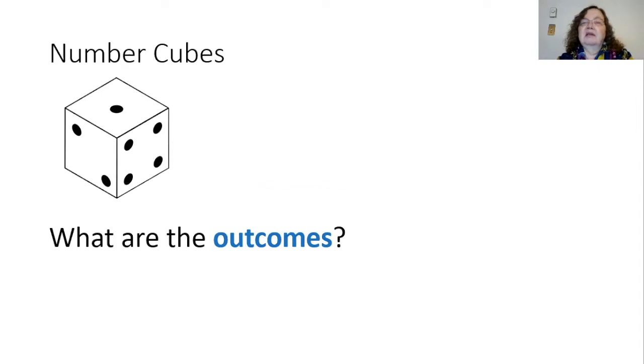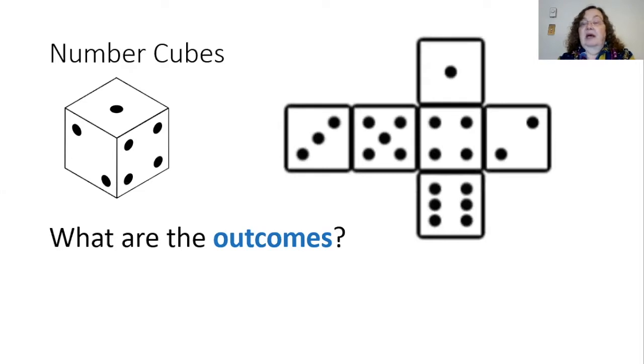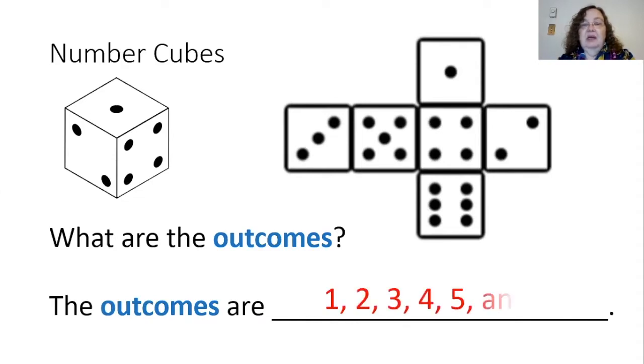So here is a number cube. What are the outcomes that are on the number cube? What could I land on when I roll it? And I took it apart so that you can see. Well, the outcomes could be 1, 2, 3, 4, 5, and 6, right? There's one of each of those numbers in the number cube.